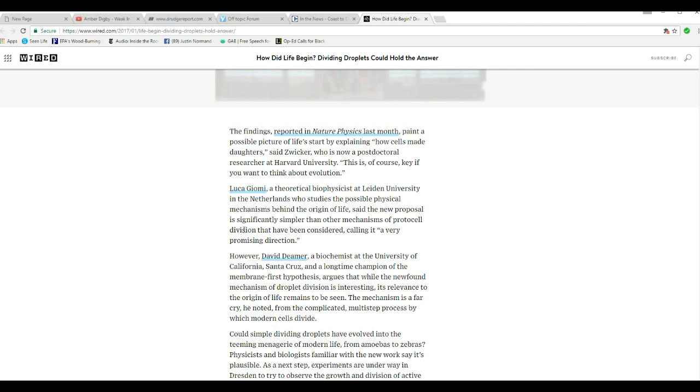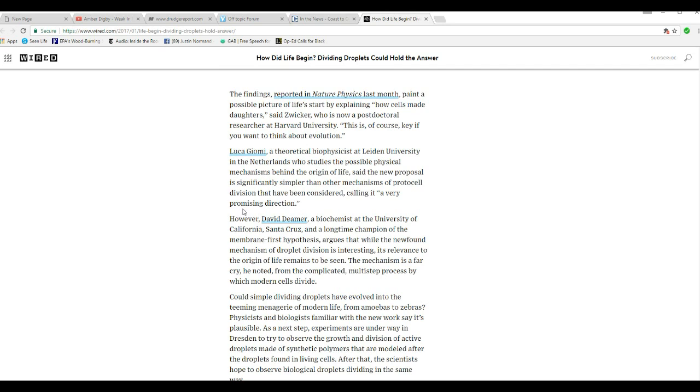Luca Giomi, a theoretical physicist at Leiden University in the Netherlands who studies the possible physical mechanism behind the origin of life, said the new proposal is significantly simpler than other mechanisms of protocell division that have been considered, calling it a very promising direction. However, David Deamer, a biochemist at the University of California, Santa Cruz, a longtime champion of the membrane-first hypothesis, argues that while the newfound mechanism of droplet division is interesting, its relevance to the origin of life remains to be seen. The mechanism is a far cry from the complicated multi-step process by which modern cells divide.